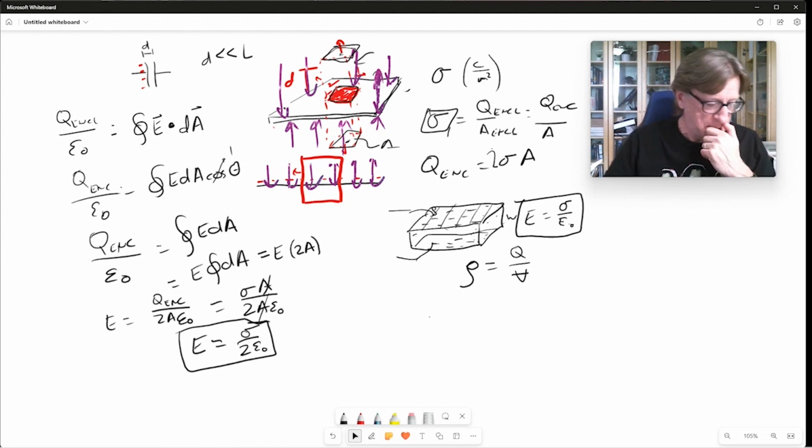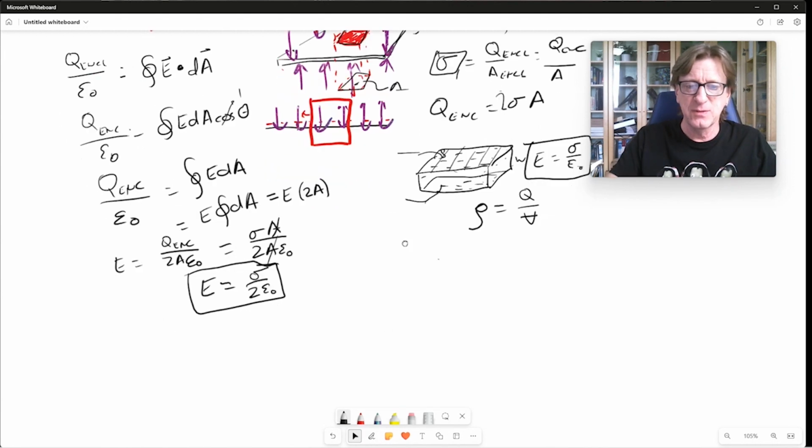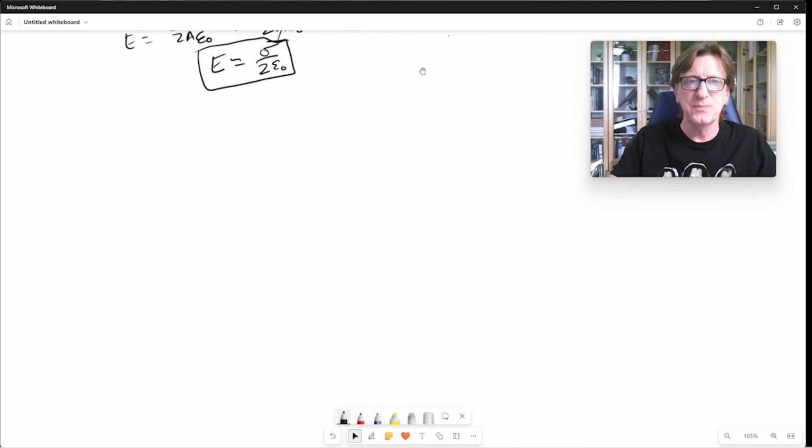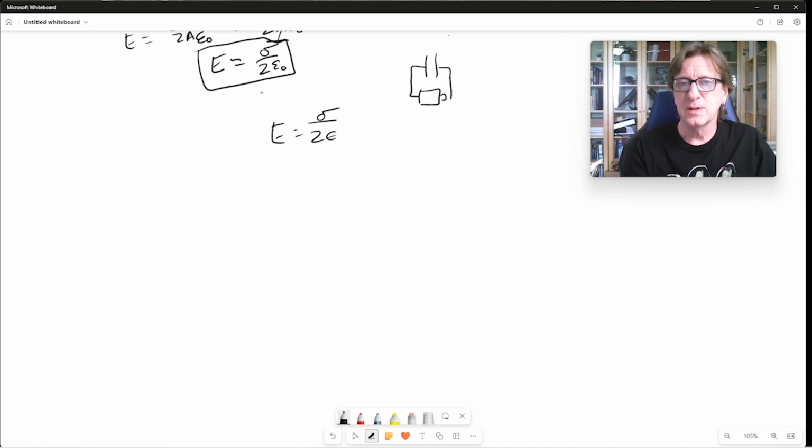Okay? All right, so let's analyze what we've got with this expression here. Let's go ahead and move the rest of this off the page for just a minute. So let's copy it down a little bit neater. So we've got E is sigma over 2 epsilon. Okay, so here's my circuit. I've got my capacitor, and it's connected to my battery like this.